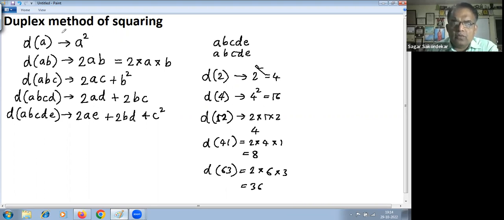That we are going to use for squaring. This is what we are learning, a general method of squaring. So for that, first you should understand duplex, and you should know duplex of single digit, duplex of 2 digit, duplex of 3 digit, duplex of 4 digit. With this, whatever you learn here, you can calculate squares up to 5 digit also.